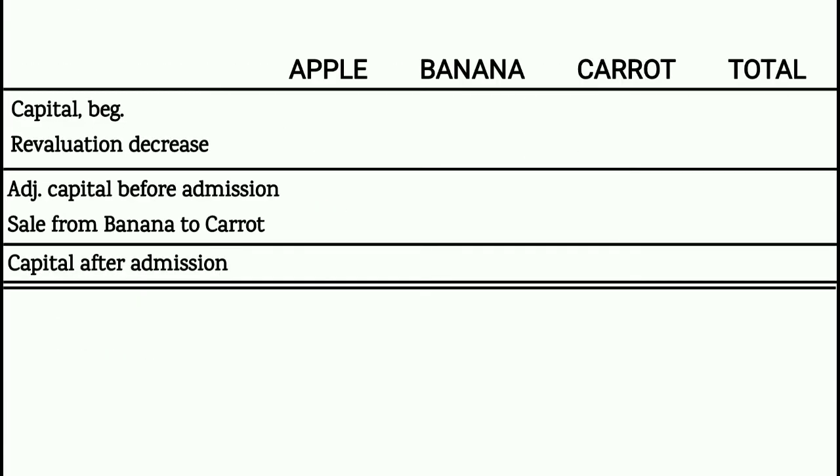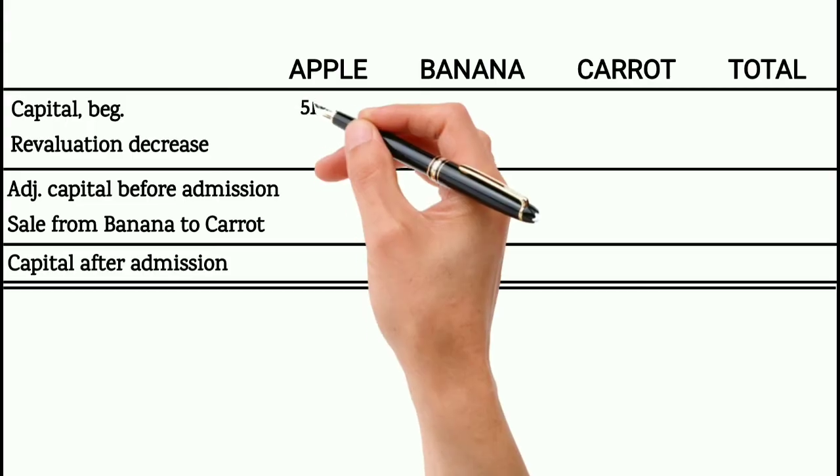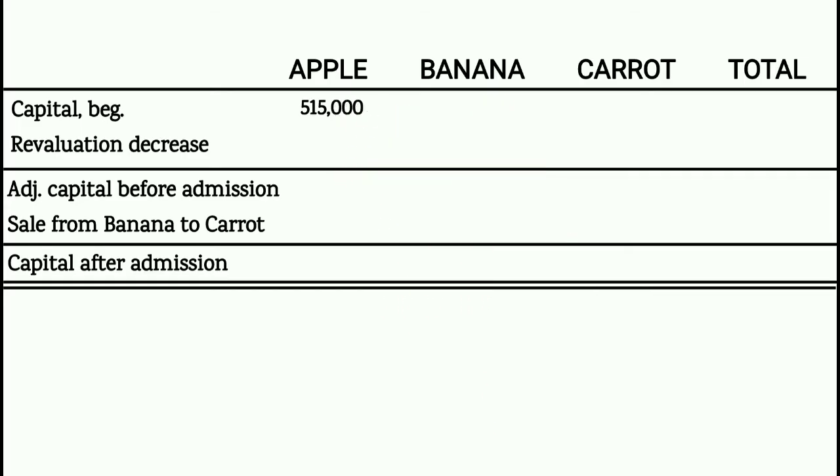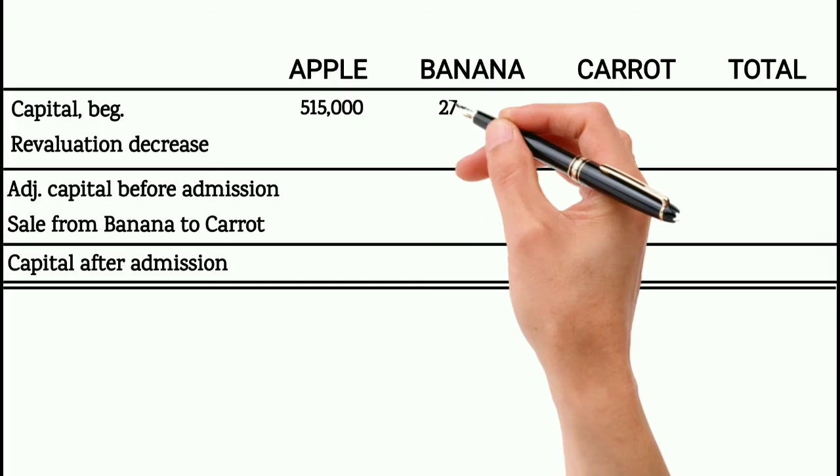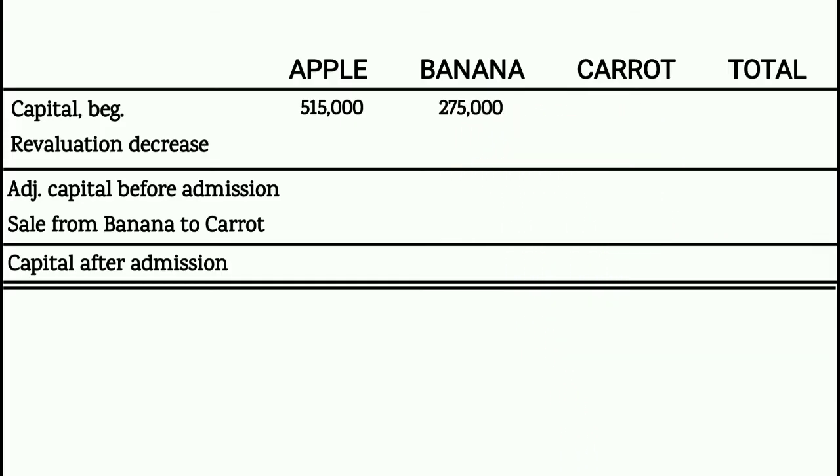After we compute the change in net assets, let's now compute the capital after admission. The beginning capital of Apple is 515,000 pesos, and the beginning capital of Banana is 275,000 pesos. All in all, the total beginning capital is 790,000 pesos.